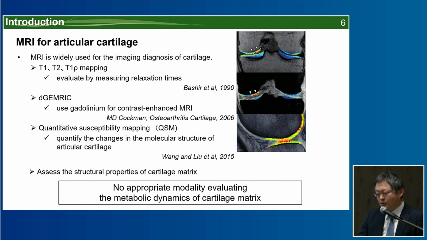Currently, MRI is widely used for the imaging diagnosis of articular cartilage. MRI for articular cartilage includes T1, T2, and T1 rho mapping to evaluate by measuring relaxation times, and dGEMRIC using gadolinium and QSM to quantify the molecular structures are also used for cartilage. These MRIs mainly focus on the structural properties of the cartilage matrix. However, there is no appropriate modality evaluating the metabolic dynamics of cartilage.